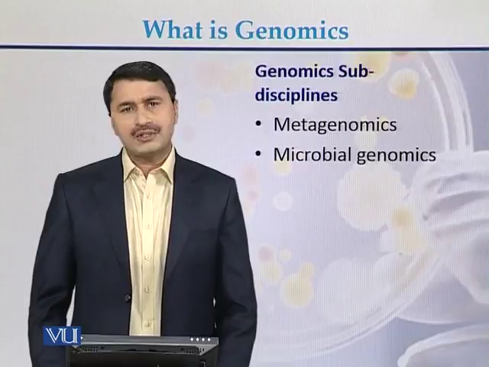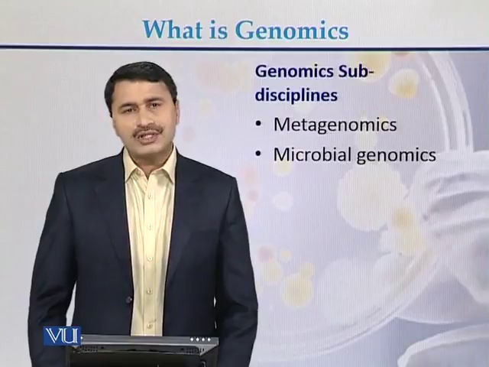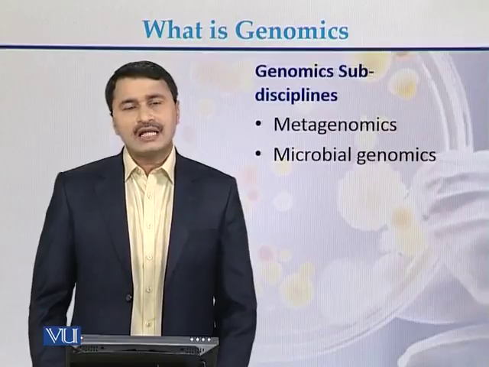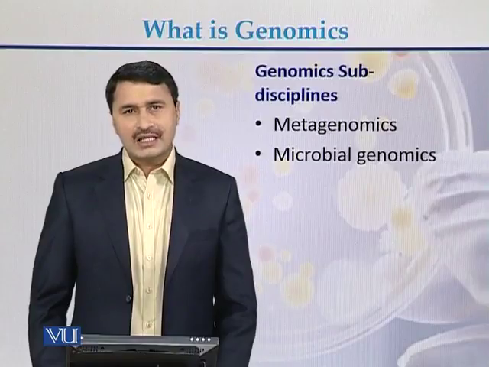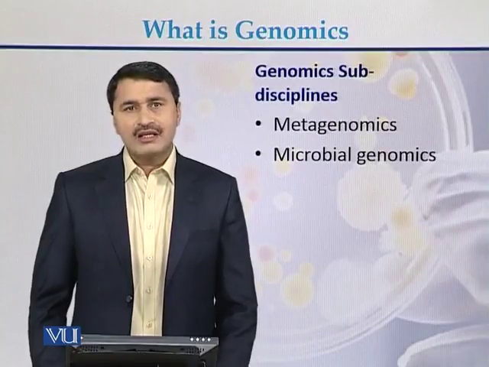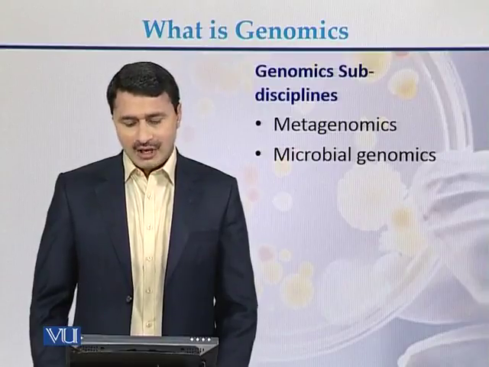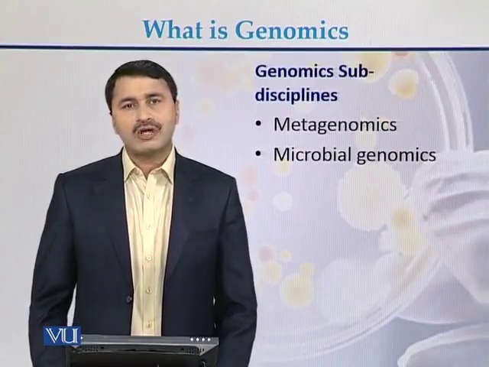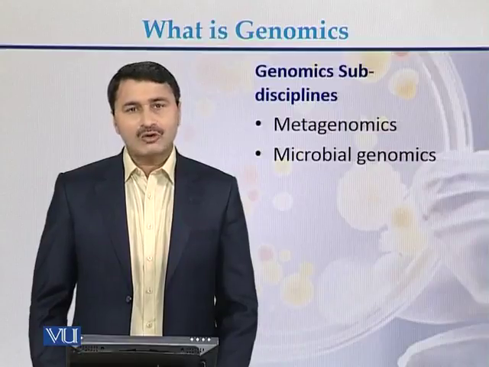There are two other sub-disciplines of genomics. They are called metagenomics and microbial genomics. Metagenomics is the sub-discipline in which we study the genomes of an environment. All those genomes present in a specific environment, if we study them, it is called metagenomics. While if we study the genomes of microbes like prokaryotes, bacteria, and viruses, this sub-discipline is called microbial genomics.